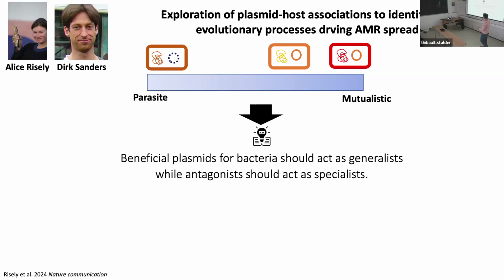But in some cases, what's been shown is that those plasmids can have a cost for the bacteria, right? It's like an extra DNA you have to replicate. It may also interfere with the regulatory process of the cell. So you may have a cost, and in this case they can be considered a parasite, and there is a whole continuum in the middle. And the hypothesis was that beneficial plasmids for bacteria should act as generalists, while antagonists should act as specialists.